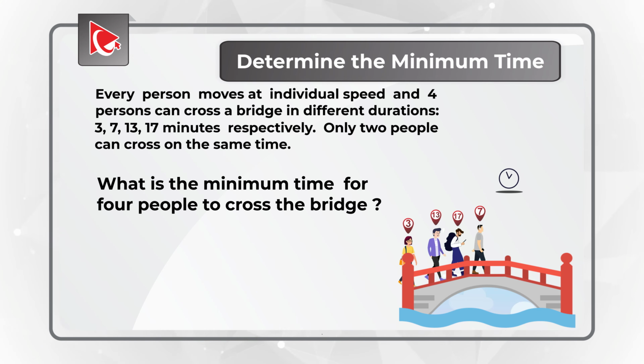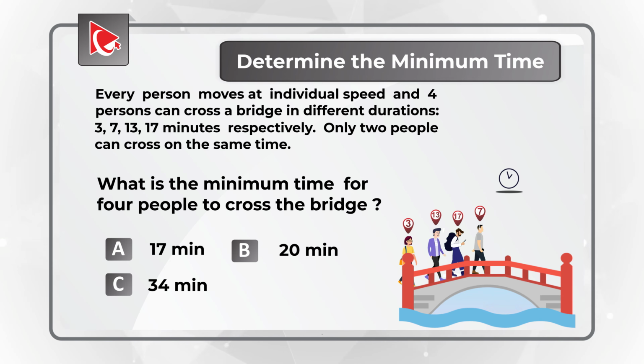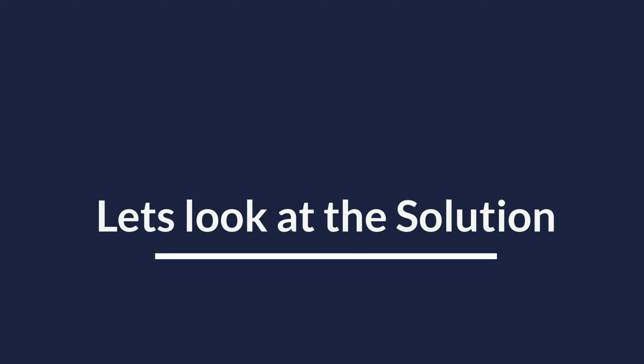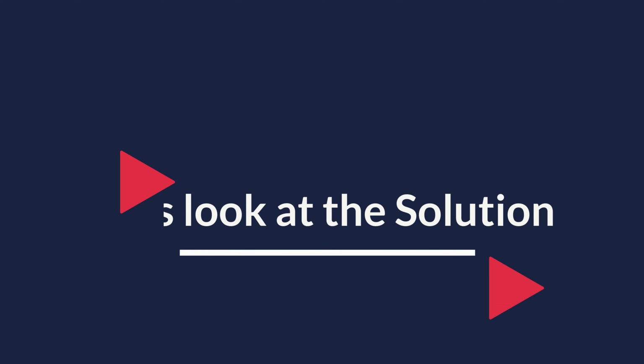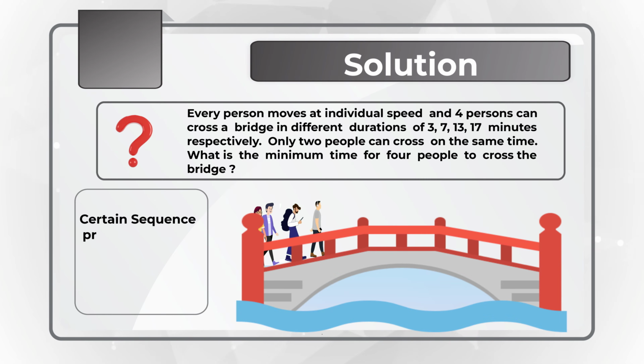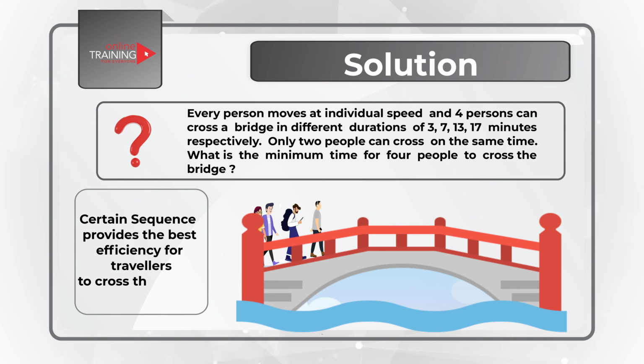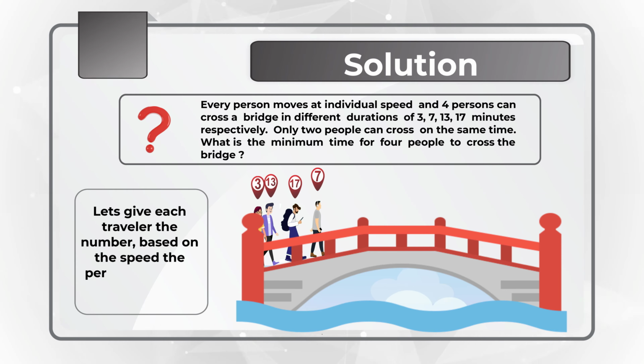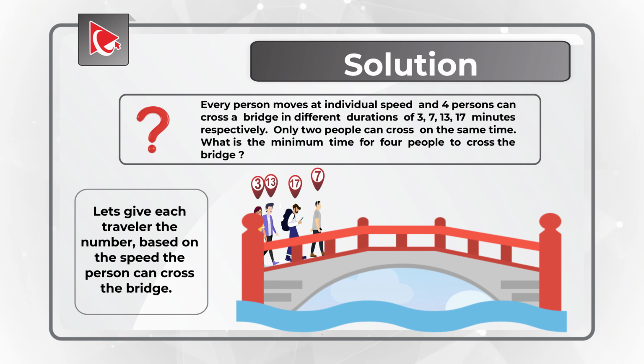You're presented with 4 different choices. Choice A, 17 minutes. Choice B, 20 minutes. Choice C, 34 minutes. And choice D, 12 minutes. Are you ready for the challenge? Let's move forward and get to the correct solution together. As you might have determined, certain sequence provides the best efficiency for travelers to cross the bridge. Let's give each traveler the number based on the speed this person can cross the bridge.